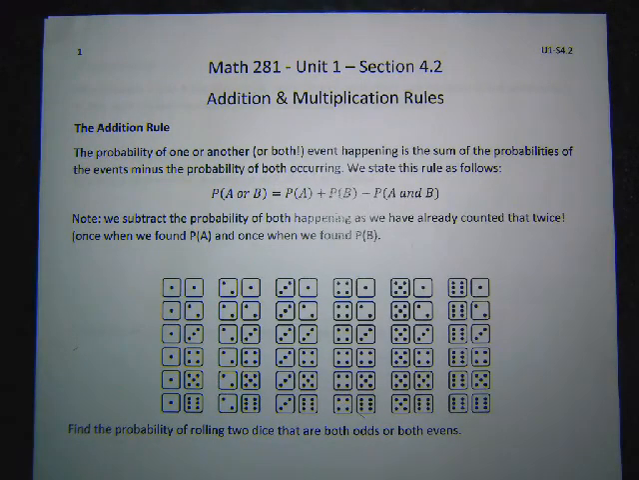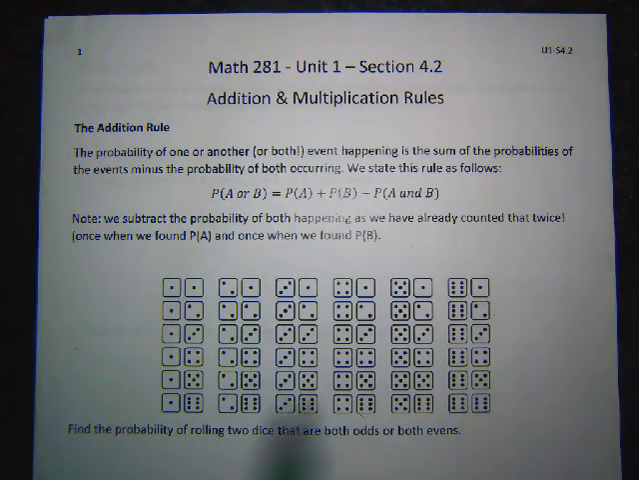Hello, and welcome to our next set of stats notes. We're on section 4.2. We're going to deal with some specific rules for dealing with certain situations when you're finding probabilities, specifically the addition and multiplication rules. Each of these has its own uses, certain times when they come up and when we use them. So we'll deal with both and talk about why we use them.